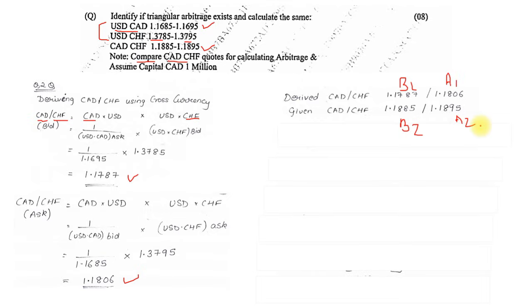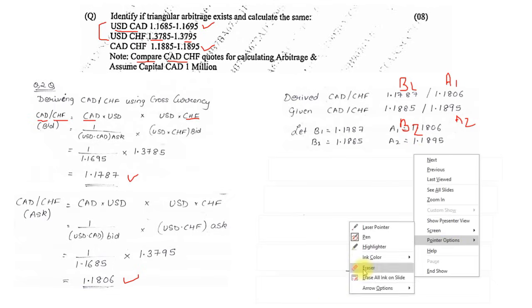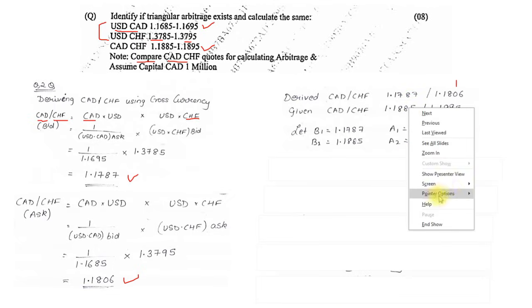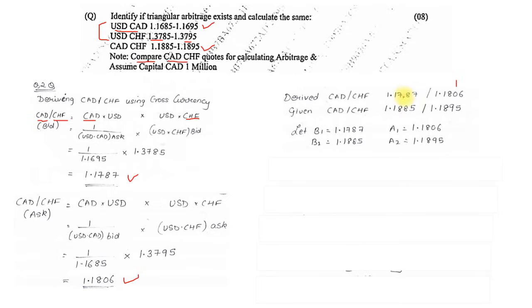Now, in order to find arbitrage, first note down B1, A1, B2, A2. B1 is the smallest bid rate. Let B1 be this value, A1 is this, B2 is this, and A2 is this. Now we have to make a number line when we post B1, A1, B2, A2 in ascending order, small to big. So B1 is the smallest, then A1, then B2, and then A2. You have to only compare these three numbers.